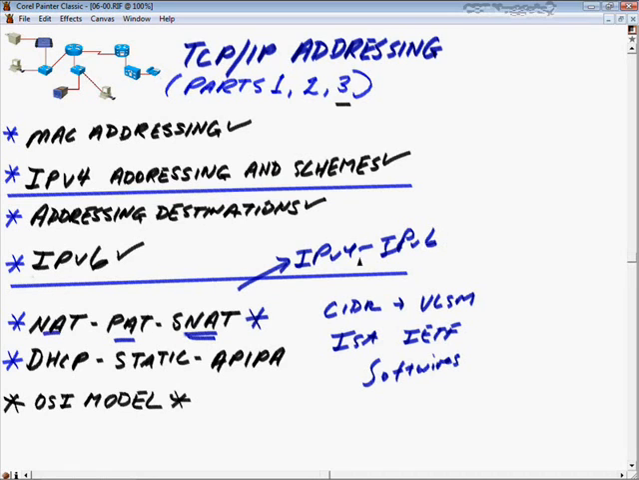There you go. Then we also looked at DHCP and static and APIPA options again. And then finally, that lovable, huggable OSI 7-layer model from the application layer 7 all the way down to physical layer 1. Well, that's it for TCP/IP addressing, parts 1, 2, and 3.